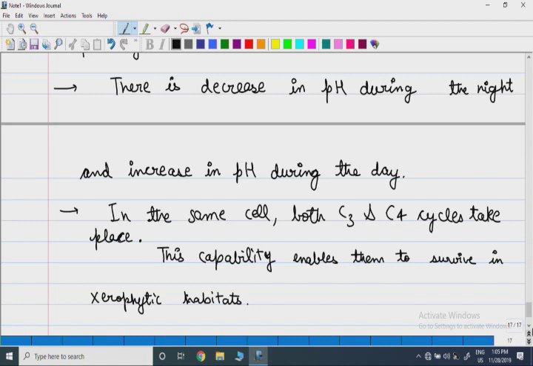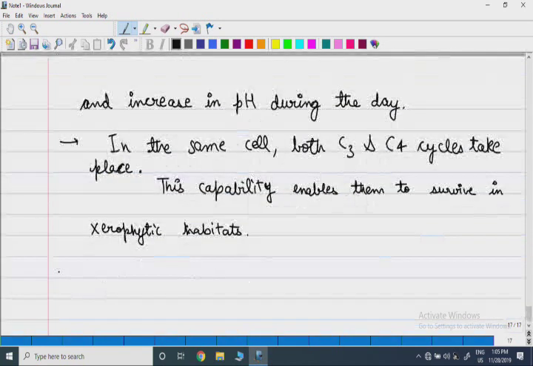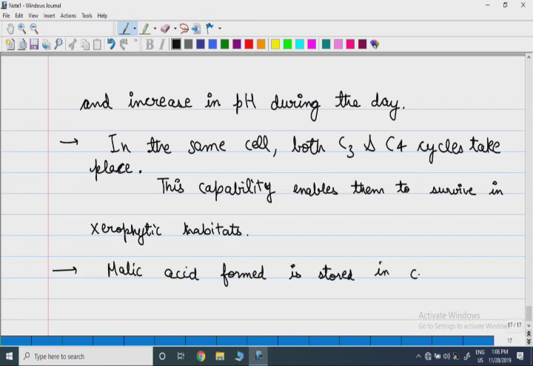The malic acid formed is stored in the cell vacuole during night. Okay, so this is about CAM plants. Another interesting thing related to a CAM plant, pineapple.